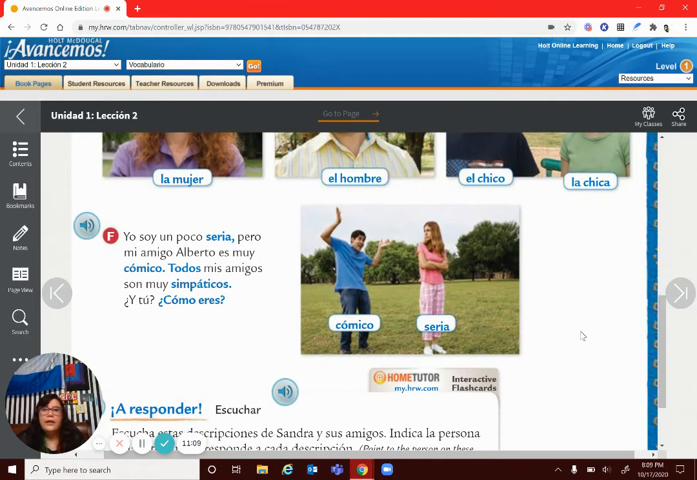Last section, again, more personality traits. It says, yo soy, again, Sandra, she's the one telling us about her familia. Yo soy un poco, I'm a little, seria. She's a little serious. Pero mi amigo Alberto, her friend, es muy, so he's a lot of something, es muy cómico. He's really funny. Todos, which means all. So all of mis amigos, all of my friends, son muy simpáticos. Simpáticos means nice. They're nice people. They're good people. And then she kind of asks us, ¿Y tú? ¿Cómo eres? So, and you? What are you like? Describe yourself.